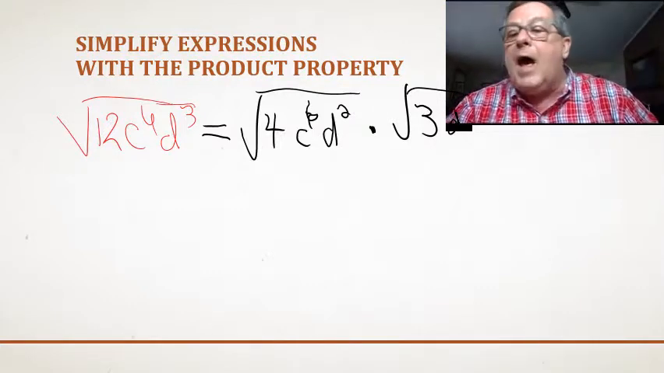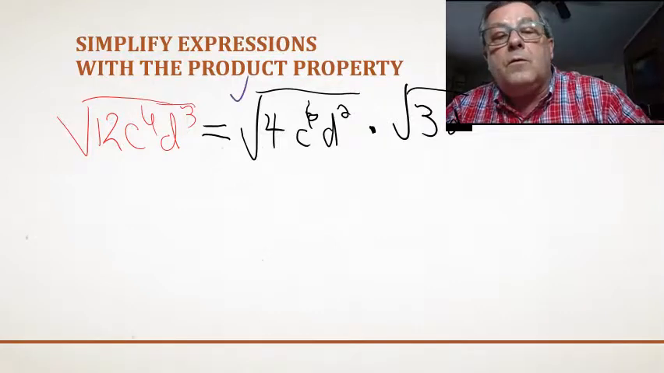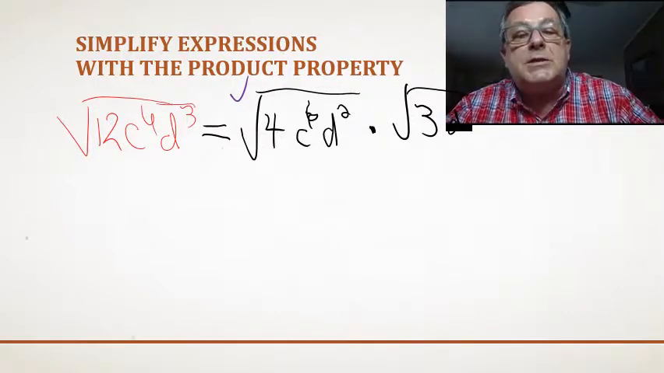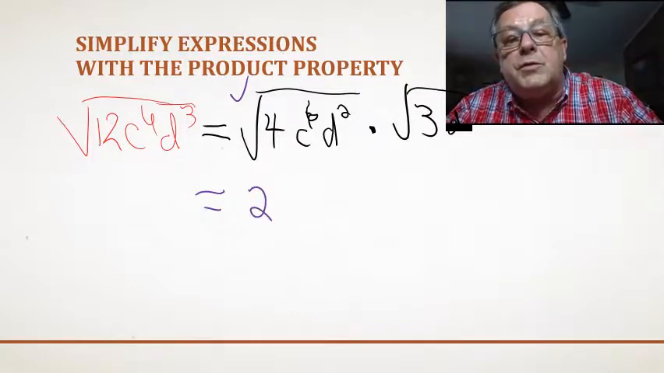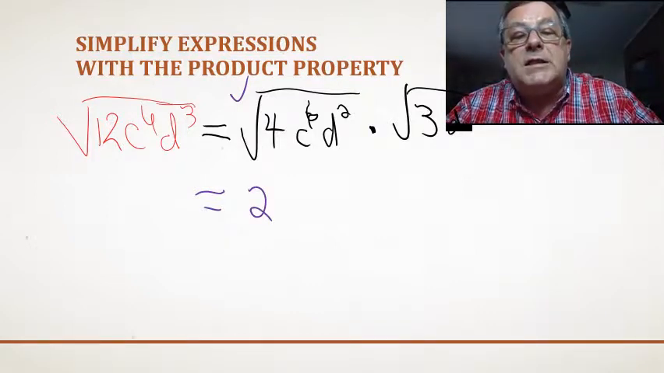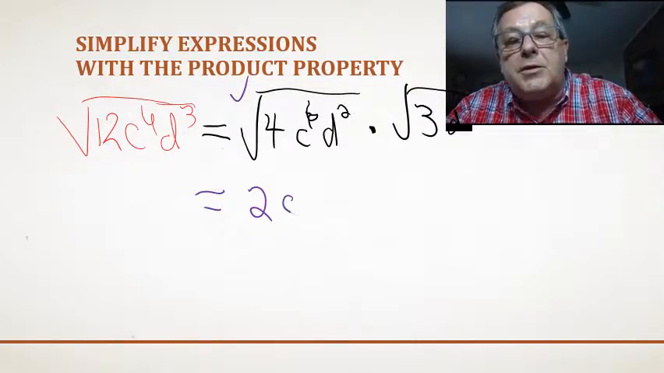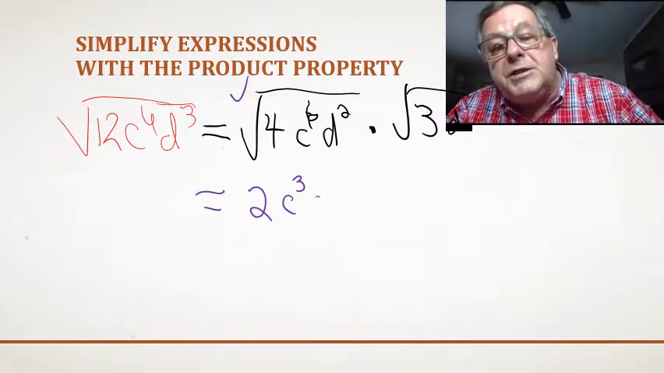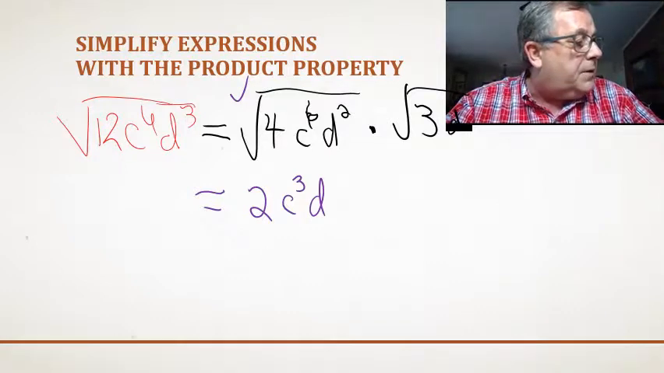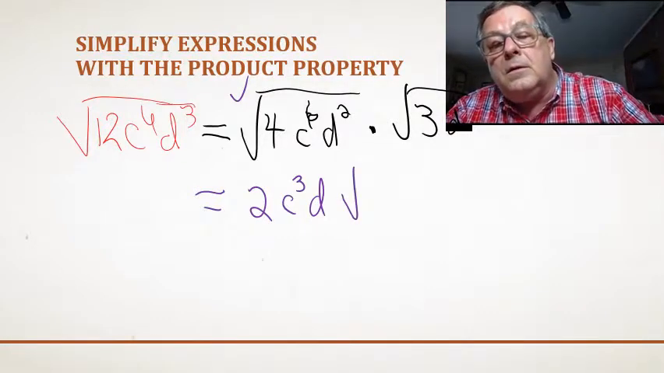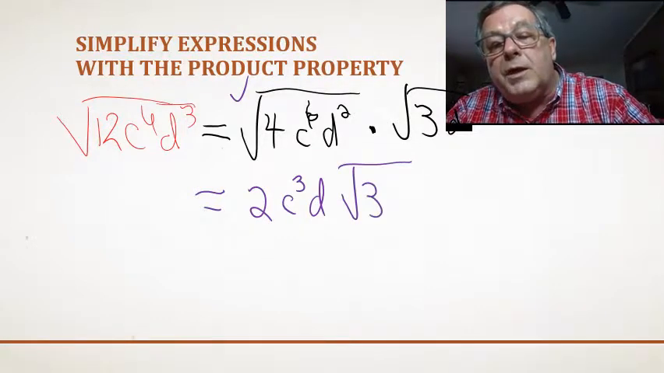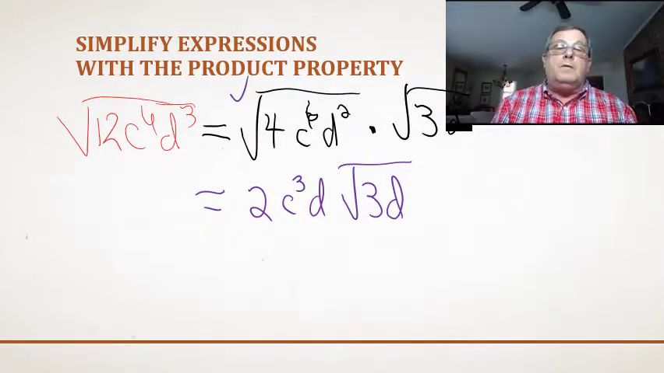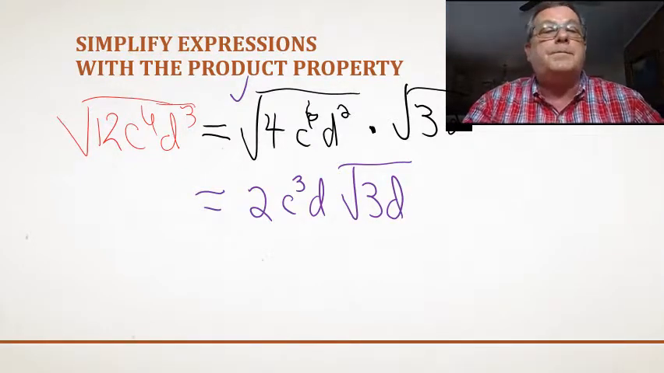Now I can simplify this portion right here. So let's do that. And so then I'm going to have, well, the square root of 4 is 2. The square root of c raised to the 6th power is c cubed. And the square root of d squared is just d. And then that's going to be times the square root of 3d. Shazam. There we go. We've simplified it.